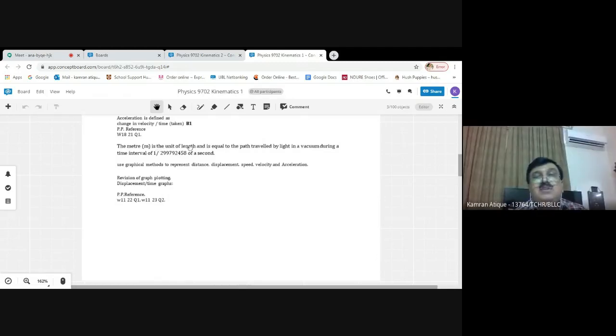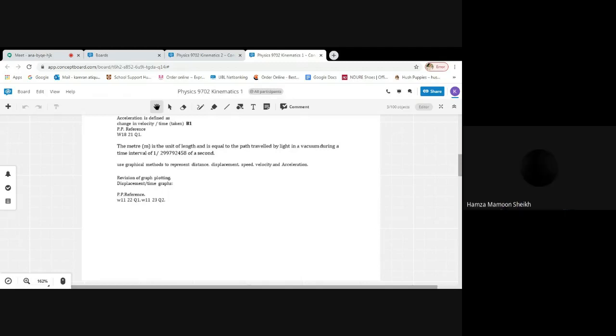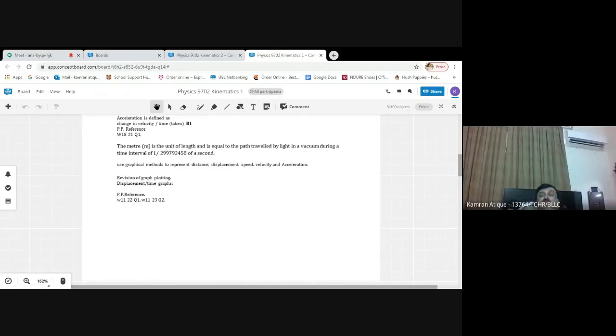The meter, m, is the unit of length and is equal to the path traveled by light in a vacuum during the time interval of 1 over 299792458 of a second. Actually, this value is approximately 3.0 into 10 raised to the power 8, Hamza, the speed of light.